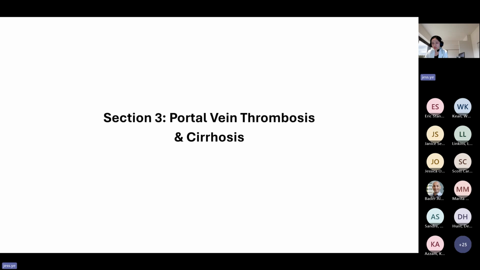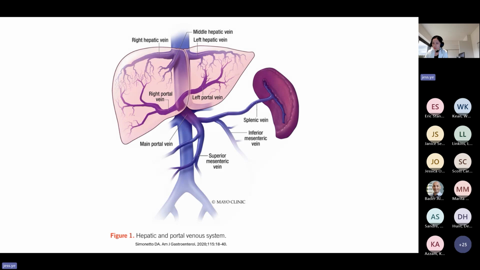The third and final section is portal vein thrombosis and cirrhosis. I just want to talk a little bit about the portal vein anatomy. It carries blood from the GI tract and spleen to the liver. The main portal vein is formed by the confluence of the superior mesenteric vein and the splenic vein. Upon entering the liver, it then divides into the left portal vein and the right portal vein.